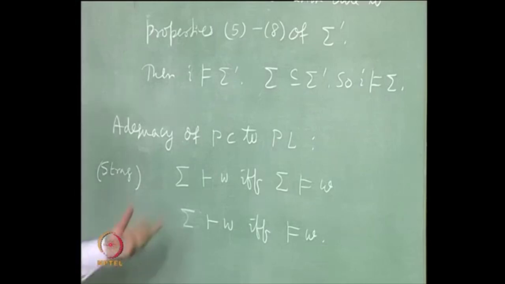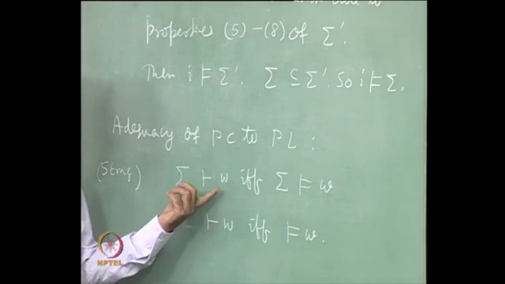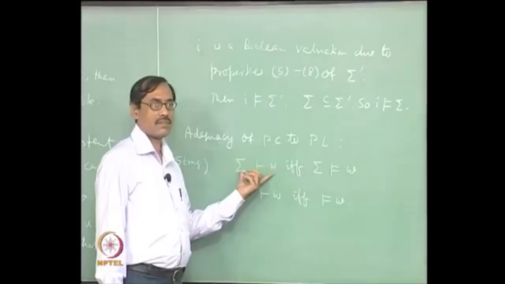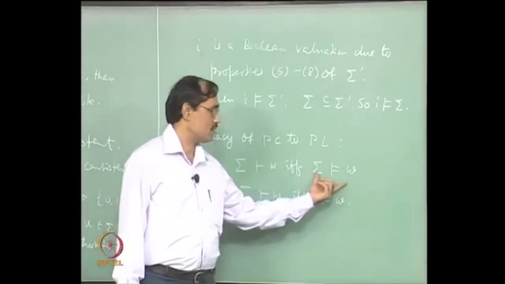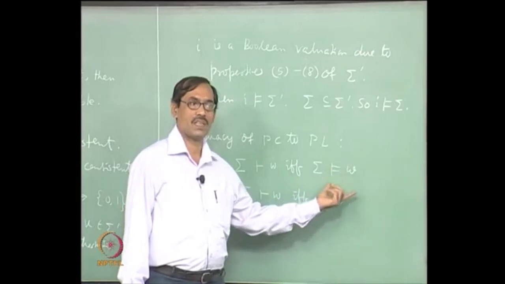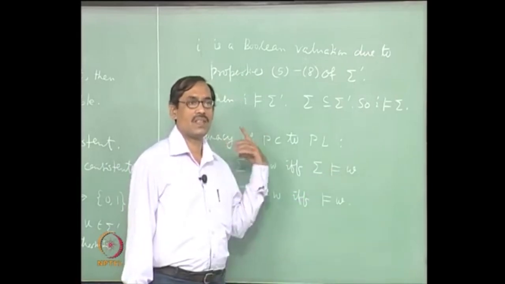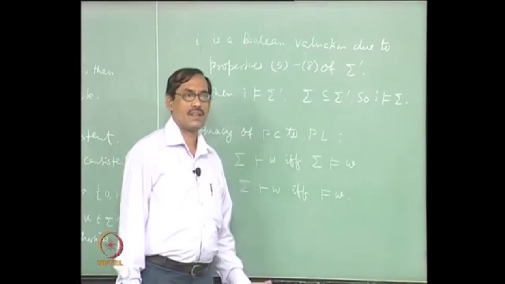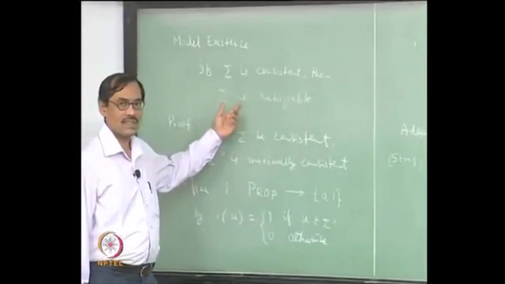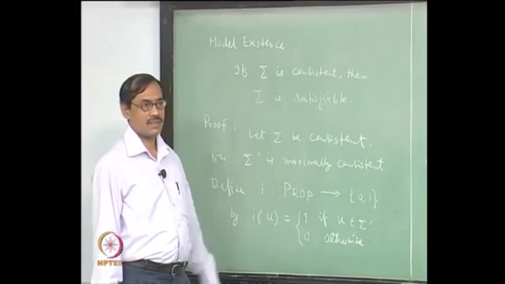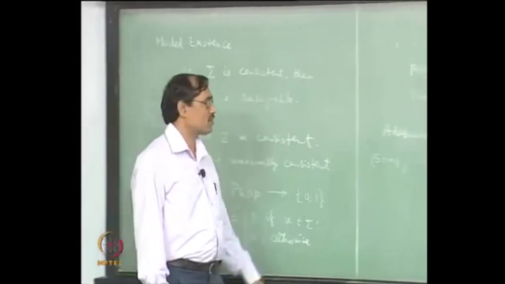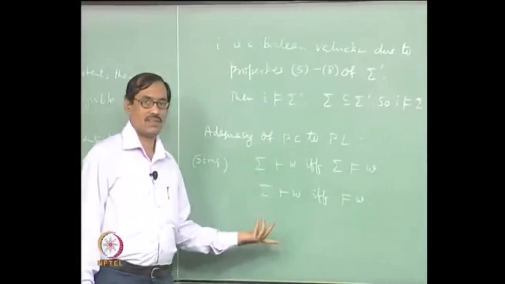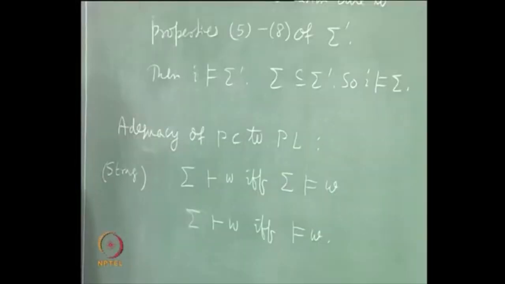So, proof is easy because this holds if and only if sigma union not W is inconsistent, ok, and this holds if and only if sigma union not W is unsatisfiable, and now consistency and satisfiability are on par, right. Model existence theorem says one part, soundness theorem says the other part, right. In fact, adequacy means soundness plus completeness, both the things are there. Is that clear?